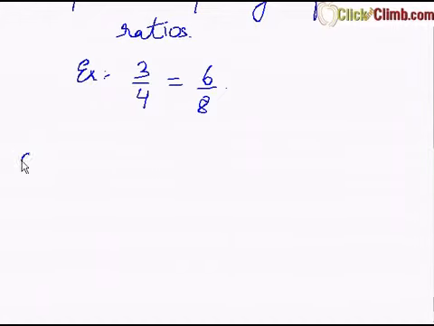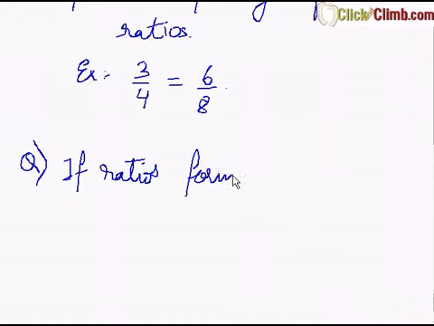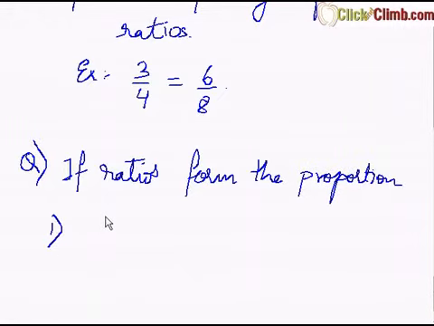Now let us try to do a few problems. First would be deciding whether the ratios form a proportion or not. So we have to decide if the ratios form a proportion. And the first example I take is for the ratios 8 over 10 and 20 over 25.